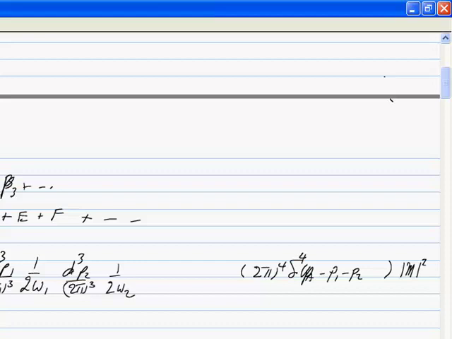The answer, if you have more particles, is very trivial. You just add d3p3 over 2 pi cubed, 1 over 2 omega 3, d3p4 over 2 pi cubed, 1 over 2 omega 4, etc., dot, dot, dot. And the momentum conservation just continues also. Okay, so there's really no change except you also integrate over all those final states.